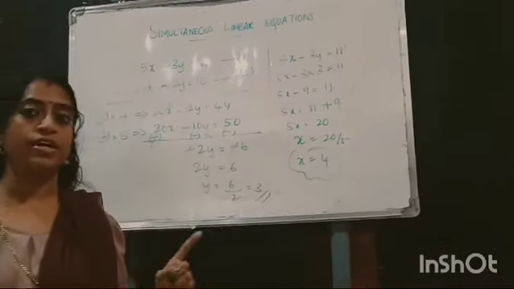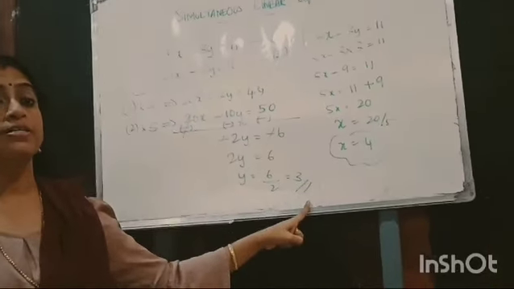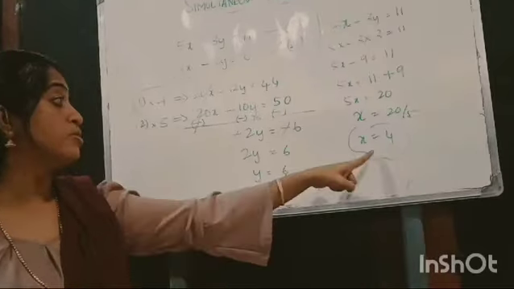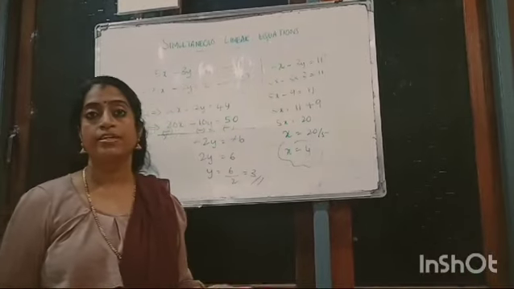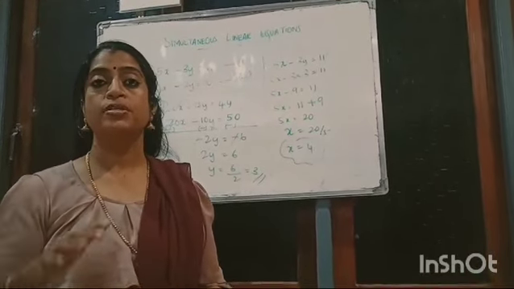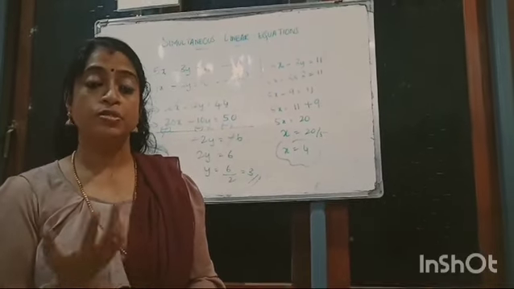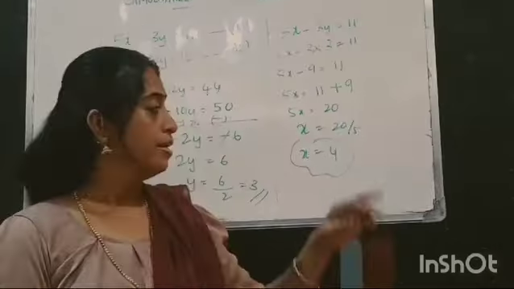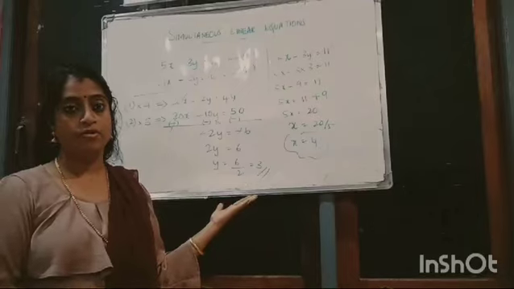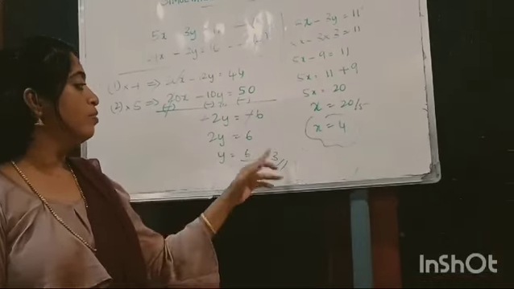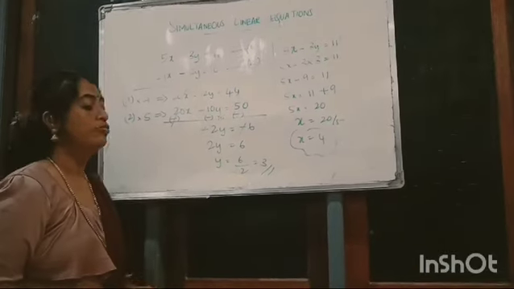So what are the values of x and y? x equals 4 and y equals 3. Once we substitute the values of x and y in any of the equations, we can verify whether these are correct or not. So this method of finding the values of the unknowns using simultaneous linear equations, by the elimination method, is really easy and helpful. So x equals 4, y equals 3. In both equations, the x value will be 4 and the y value will be 3.